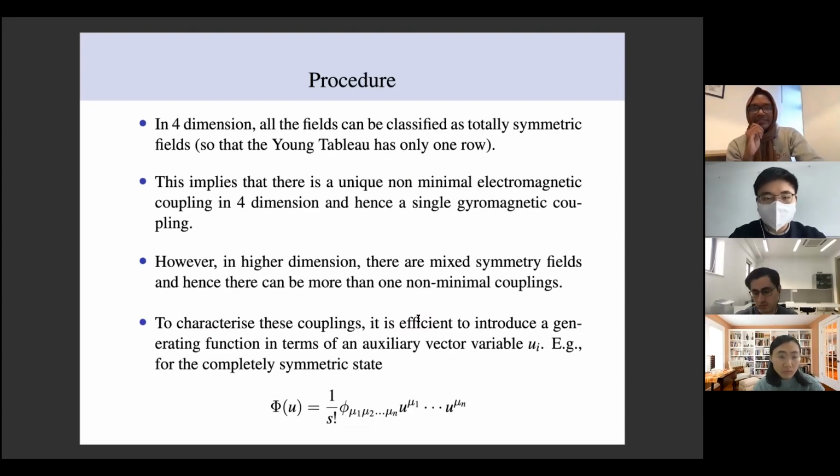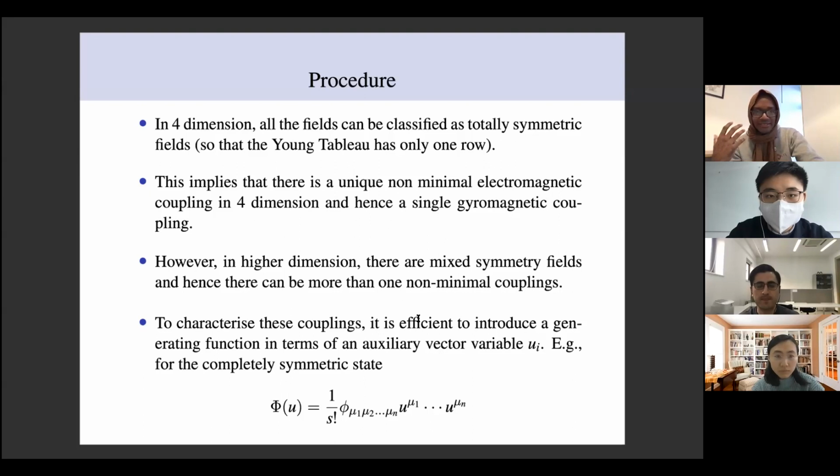Now in 4 dimensions, all the fields can be classified as totally symmetric fields up to duality transformations, so that the Young tableau structure has only one row. This implies that there is a unique non-minimal electromagnetic coupling in 4 dimensions and hence a single gyromagnetic coupling. However, in higher dimensions, this is not the case. There are in general mixed symmetry fields and hence there can be more than one non-minimal coupling.